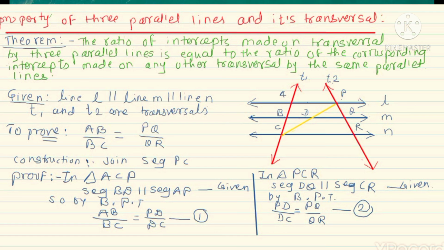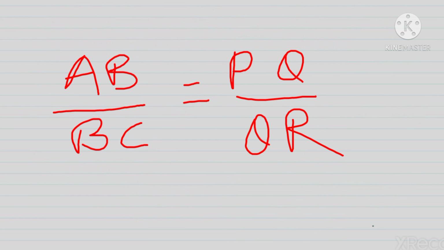Now observe statement 1 and statement 2. What is in statement 1? AB upon BC is equal to PD upon DC, and here PD upon DC is equal to PQ upon QR. That means here PD upon DC and there also PD upon DC, so if this ratio is equal to PD upon DC and that ratio is equal to PD upon DC, then we can say AB upon BC is equal to PQ upon QR, and that is what we had to prove.